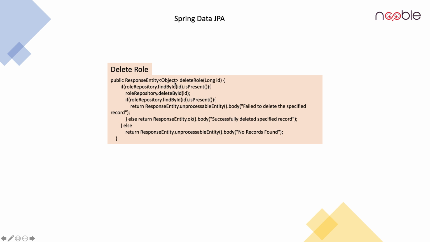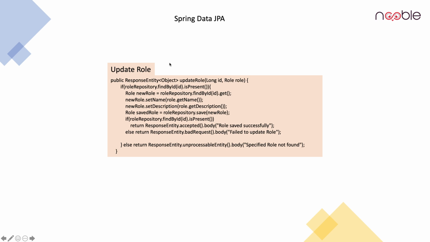And we have the DeleteRole method, which takes an ID of type long. And now what I do is I'll check whether it is present. If it is not present, I'm going to return no records found. And if it is present, I'm going to execute this piece of code. If it is present, I am going to delete it. And then I am cross-checking if it is still present. If it is still present, obviously it has not been deleted. So I have to return fail to delete the specified record. Else, I'll be returning successfully deleted specified record.